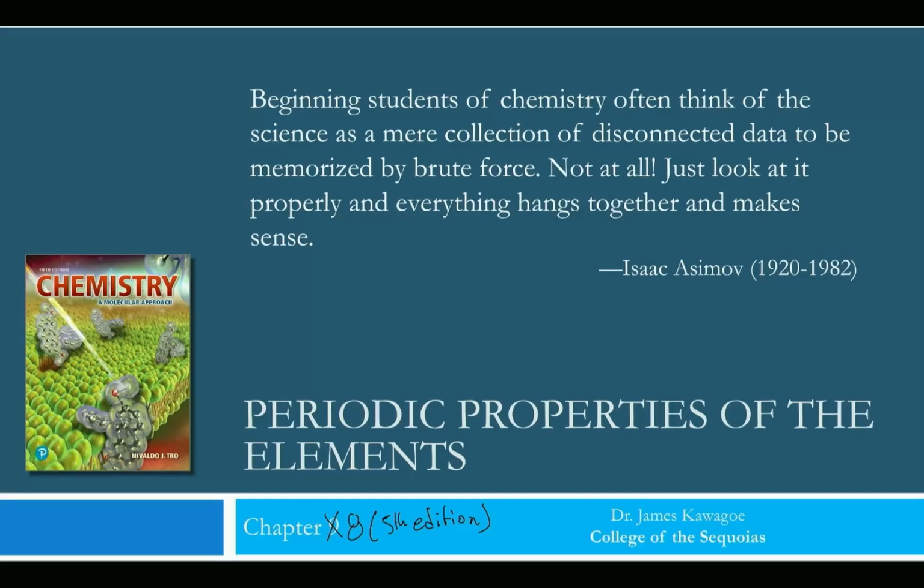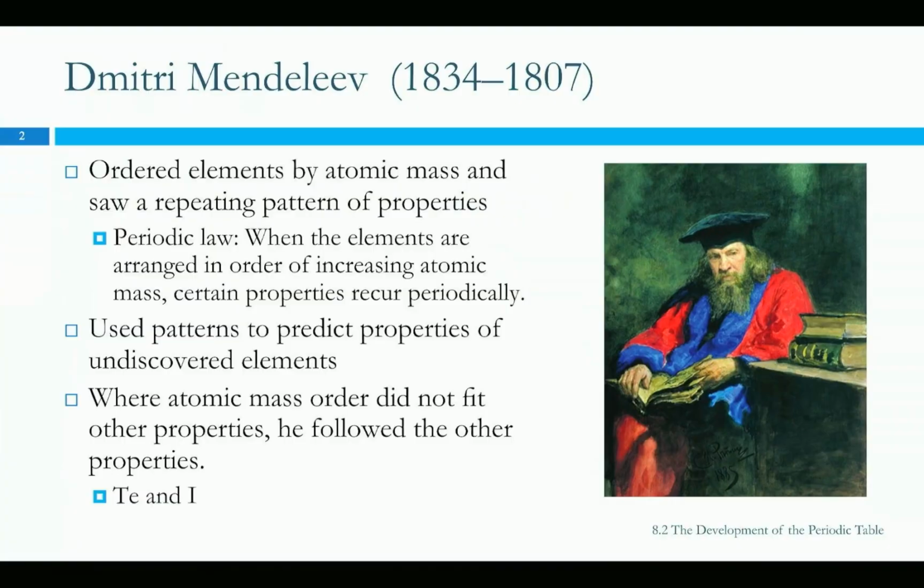All right, so periodic properties of the elements. Really, we start out by talking about the periodic table and part of why it's ordered the way it is, and how that relates to electrons, which is what will lead us into electron configurations. So Mendeleev was the guy who put together the modern periodic table.